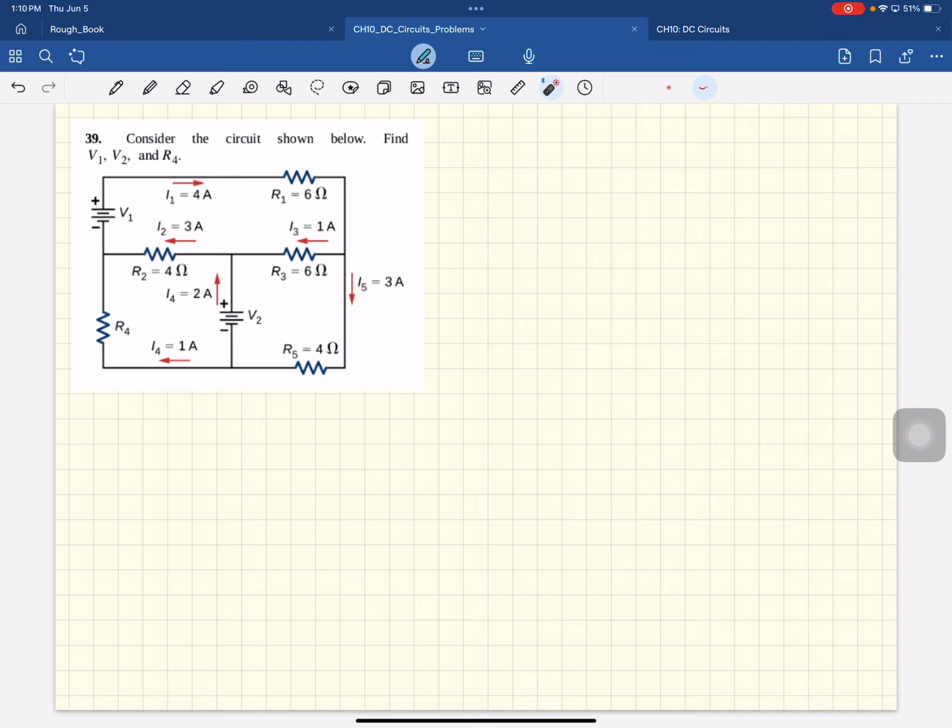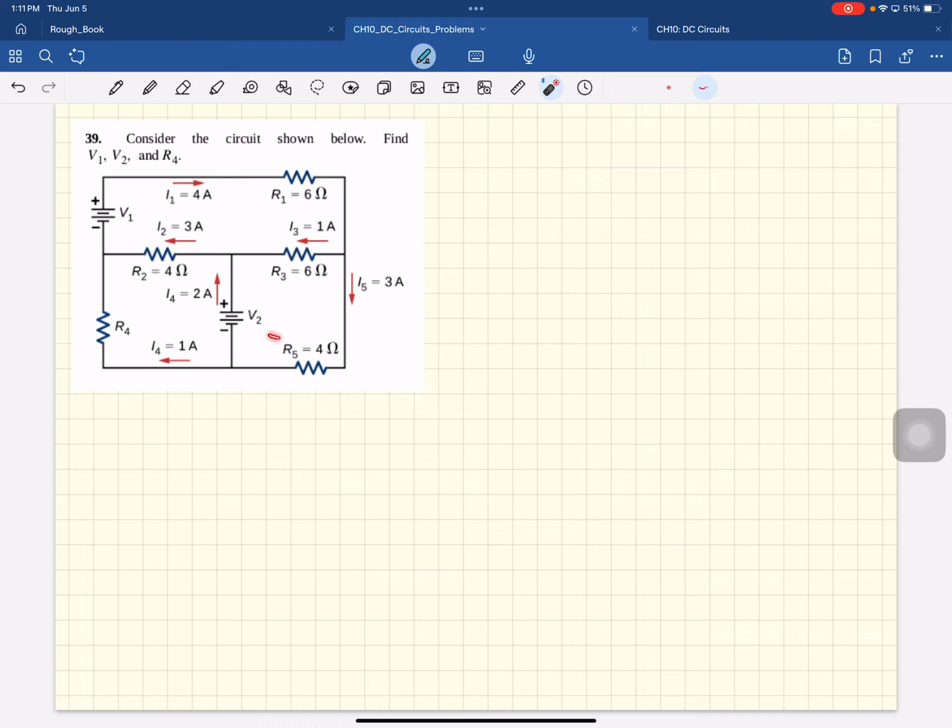How many loops are there? 4. 1, 2, 3, 4, 5, 6, 7, 100 million loops. Okay? So you can get many equations. All we have is 3 unknowns. V2 is an unknown. R4 is an unknown.